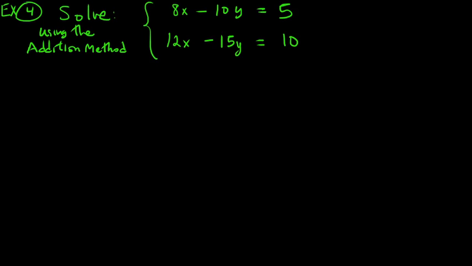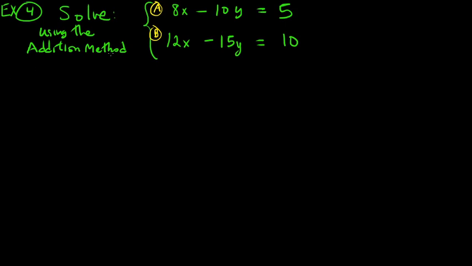Okay, so here's our next example. Solve using the method of addition. The 2 equations are, equation A, if you will, 8x minus 10y equals 5. And equation B, if you will, 12x minus 15y equals 10. Okay, so again, good time to pause the video, work this out, see what you get.